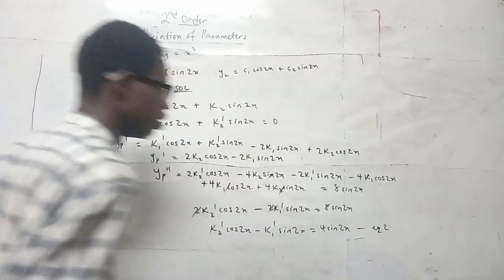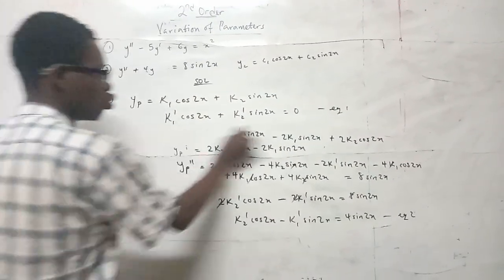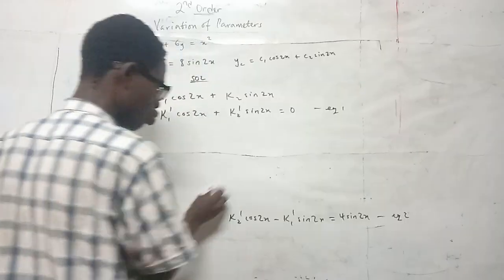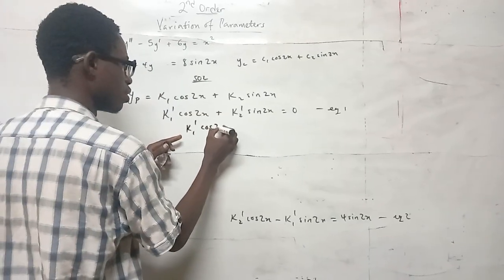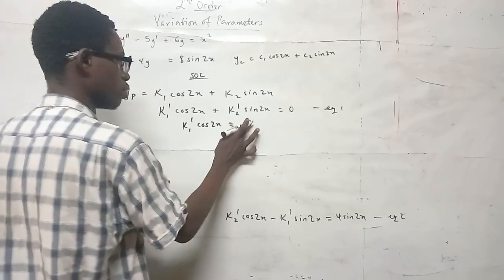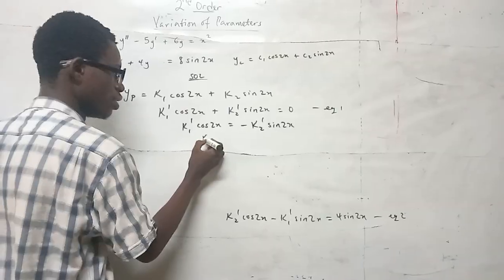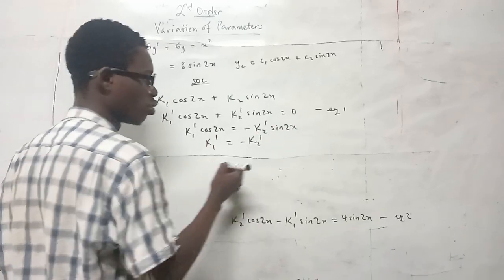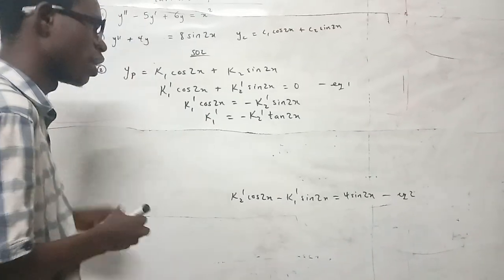Now I'll take this as my second equation, and I take the earlier one as my first equation. So solving these two equations simultaneously, from here I get k1 prime cos 2x equals minus k2 prime sine 2x. I take this to the other side. If I divide this by cos 2x, I get sine 2x over cos 2x, so we get k1 prime equals minus k2 prime tan 2x.